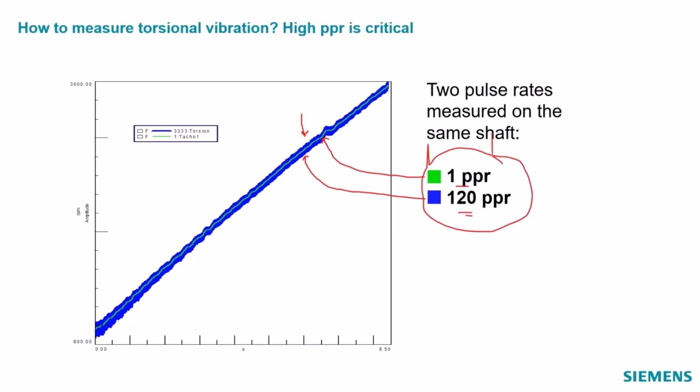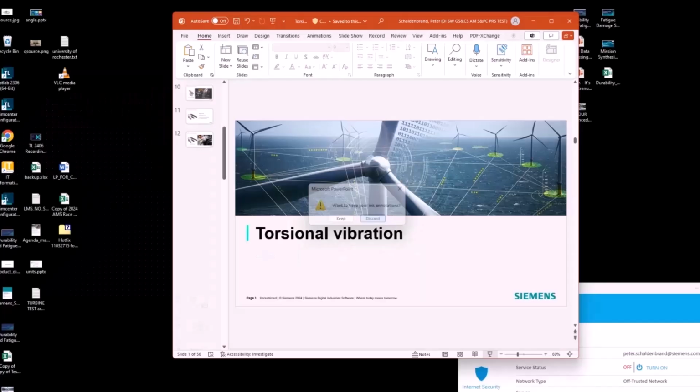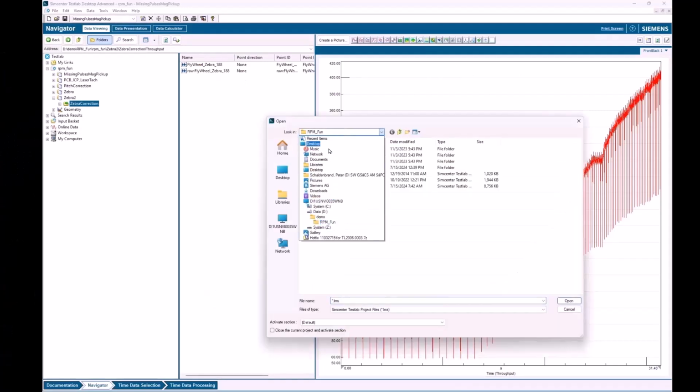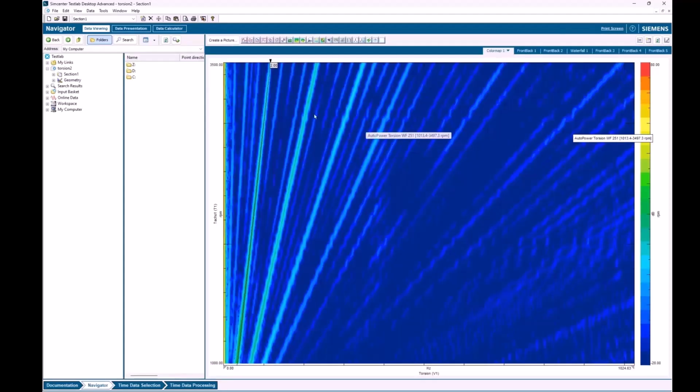That's an important consideration when you're going to measure. Let me see if I got some data here that I can show. One of the things that we need to do is make sure that we use a high number of pulses per rev, and then we can measure those subtle fluctuations in speed. Here I have some data that I acquired.